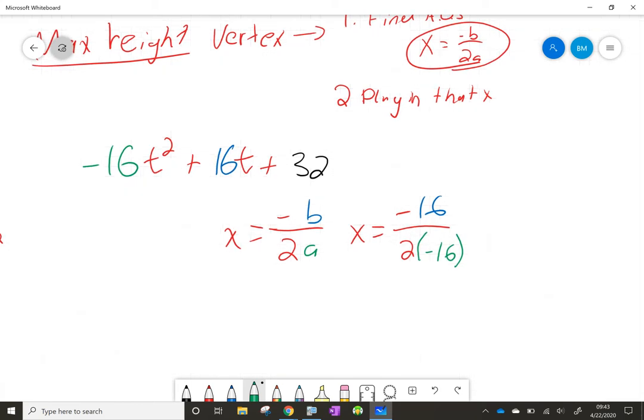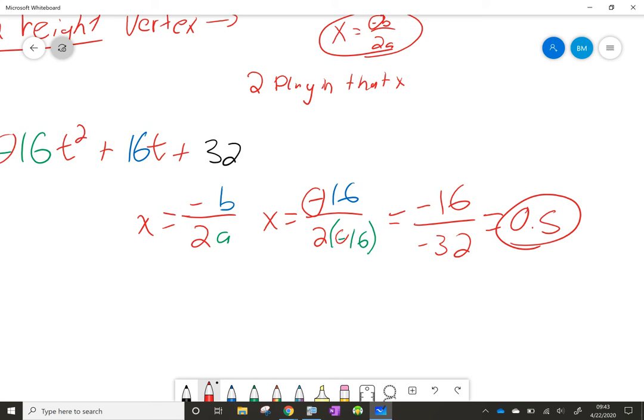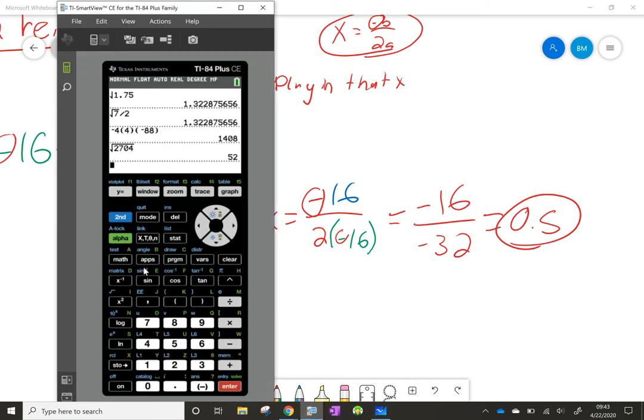All right, so be careful with the negatives here. There's the negative that's part of the formula, but then there are negatives that we're plugging in because the a value had a negative. So be careful with all those negatives. What we end up with is negative 16 over 2 times negative 16, which is negative 32. That ends up being a positive 1/2, so it's 0.5. Negative 16 divided by negative 32, if you didn't believe me, on a calculator, two negatives make a positive, positive 1/2 or 0.5.